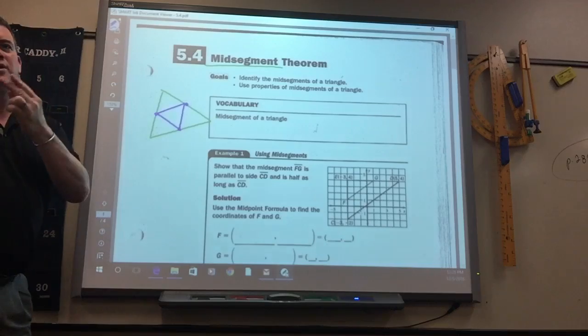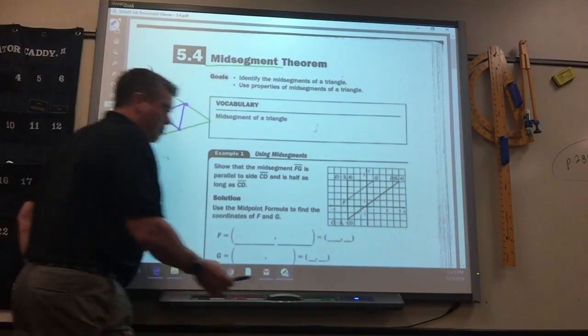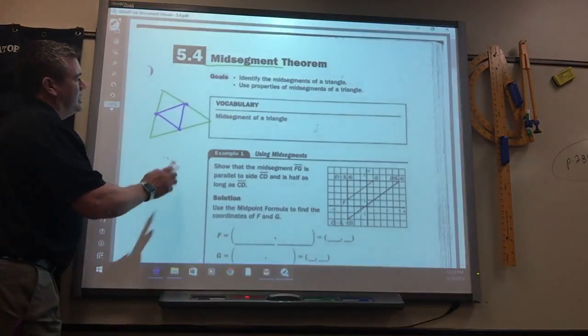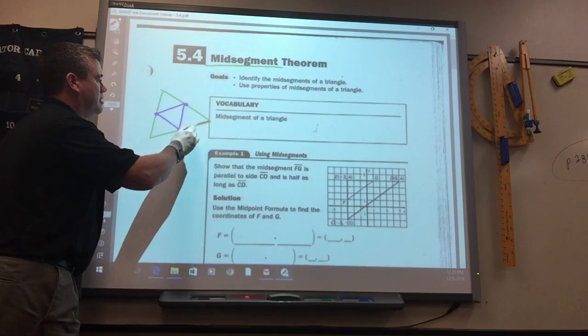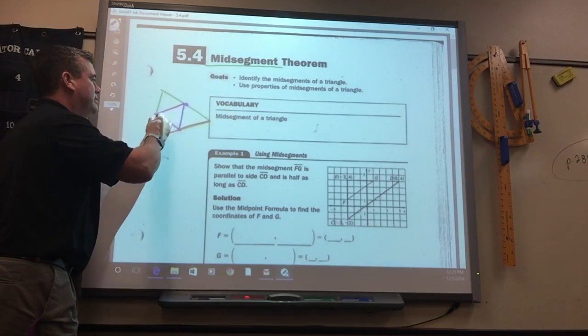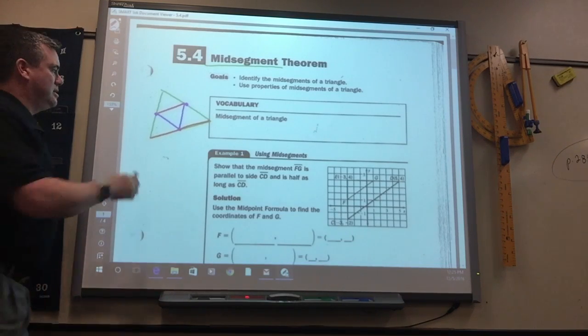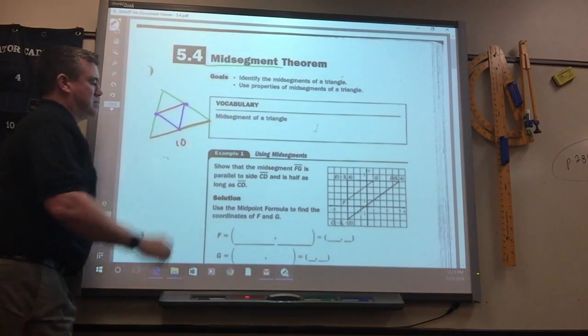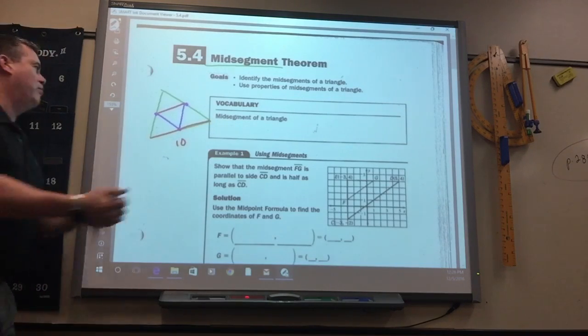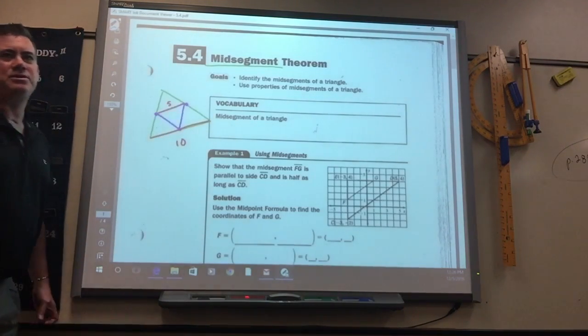So that's one thing, is that they're parallel. The other thing is this. If you look at, I'll just use this side and this side. As far as their lengths are compared, let's say this whole bottom side was 10 units long. It would be 5. It's half as long, the mid segment.